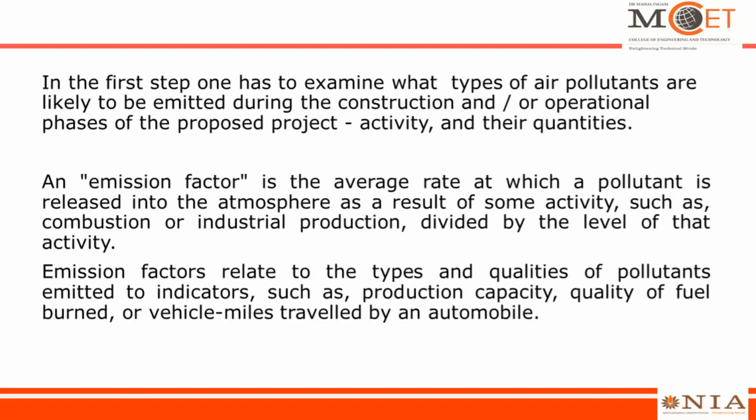So here what we have to do is find out the air pollutants that are being released in each of the different phases, and the quantities that are being released. An emission factor is the average rate at which the pollutant is released into the atmosphere as a result of some activity such as combustion or industrial production divided by the level of that activity. Since it is a factor, you have a numerator as well as a denominator. Emission factors relate the types and quantities of pollutants emitted to indicators such as production capacity, quantity of fuel burnt, or vehicle miles traveled by an automobile.